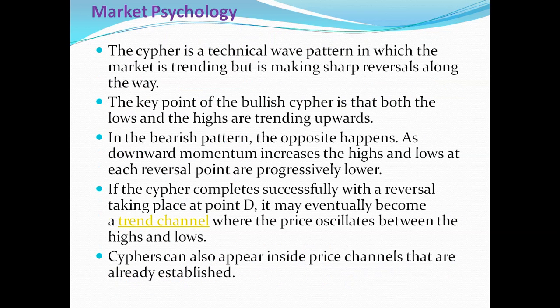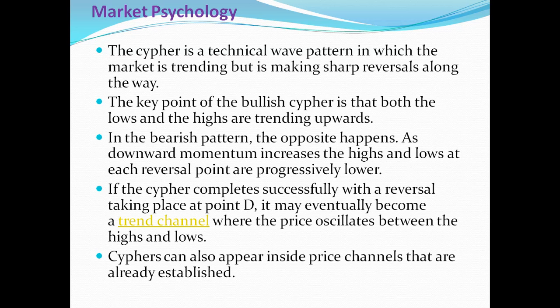Market psychology. So let's go ahead with market psychology. The cipher is a technical wave pattern in which the market is trending but it is making sharp reversals along the way. The key point of the bullish cipher is that both the lows and the highs are trending upward. In the bearish pattern, the opposite happens as the downward momentum increases. The high and low at each reversal point are progressively lower.